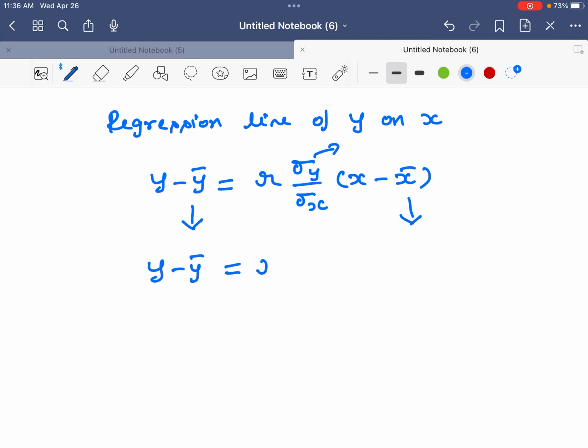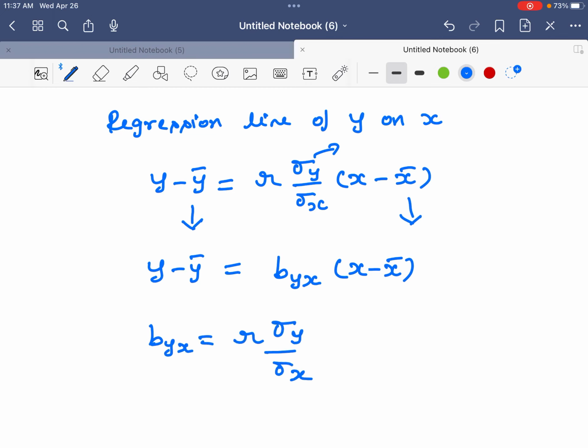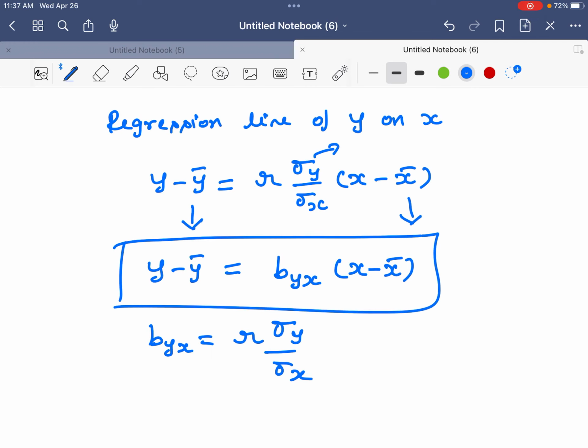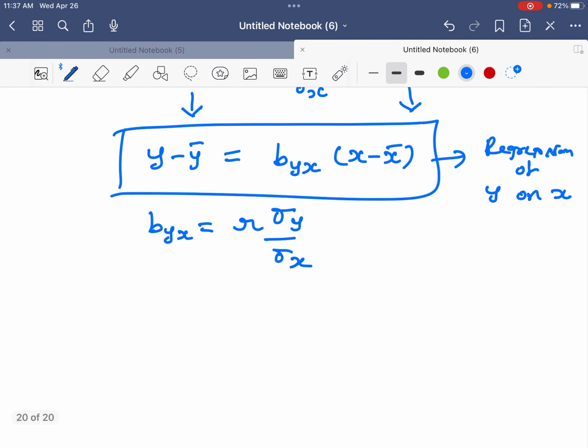And we can also represent it like y minus y bar equals b yx multiplied by x minus x bar, where b yx is equal to r into sigma y by sigma x. This is the equation for the regression line of y on x.